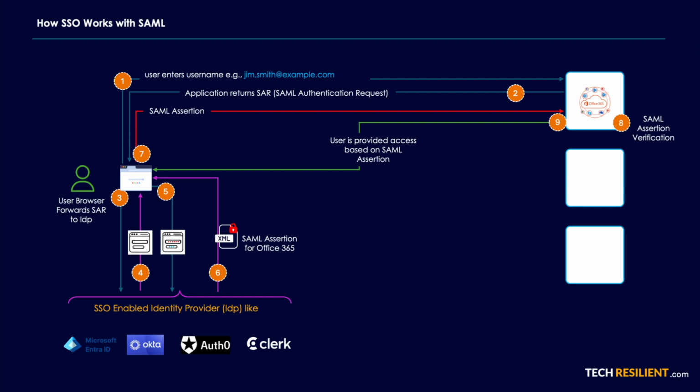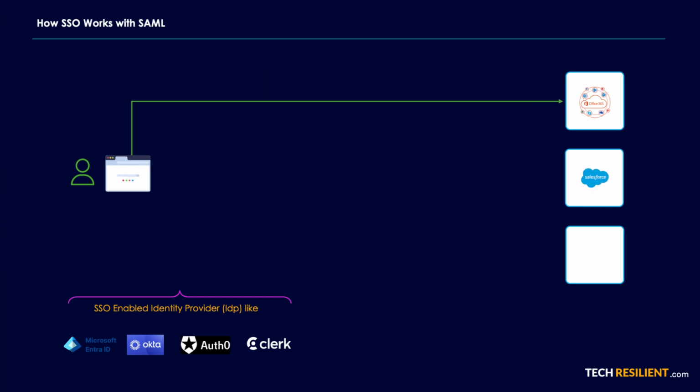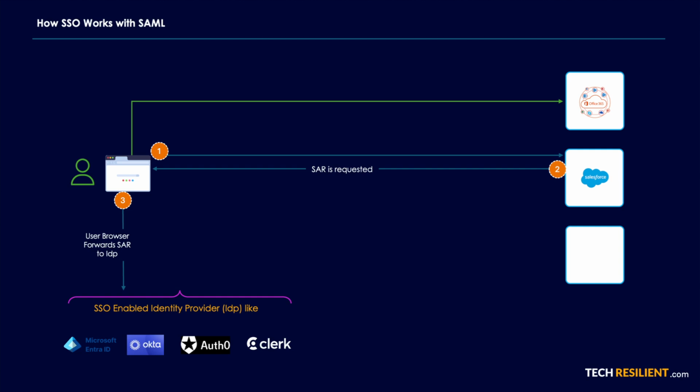Now in the next scenario, what we are going to see is that the same user, already logged into Office 365, now tries to log into Salesforce. In this case, once the user tries to log into Salesforce, similar to the first scenario, Salesforce returns the SAR, or SAML authentication request. The user forwards the request back to the authentication provider, or IDP, the identity provider.